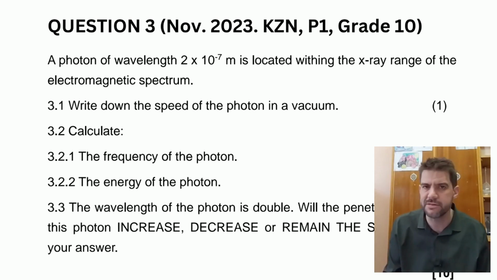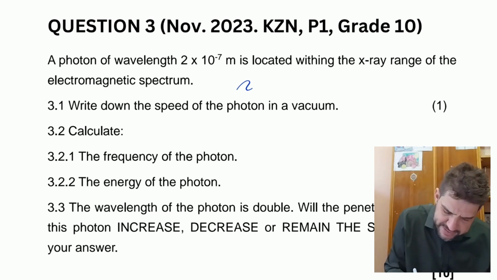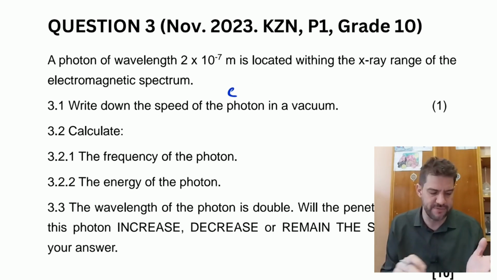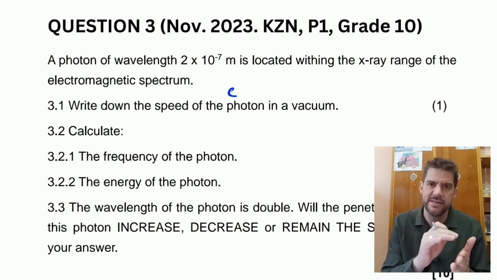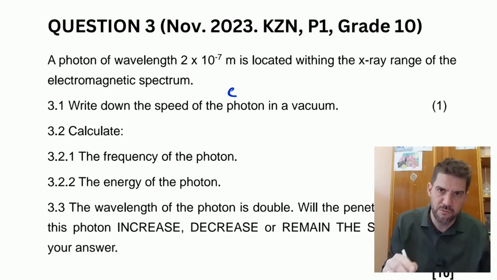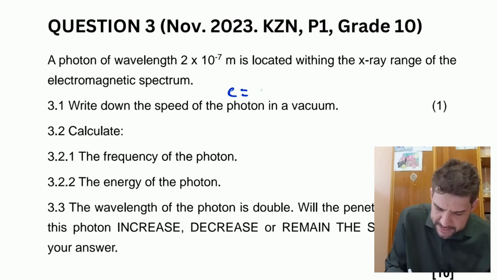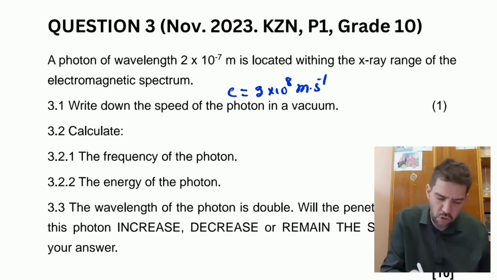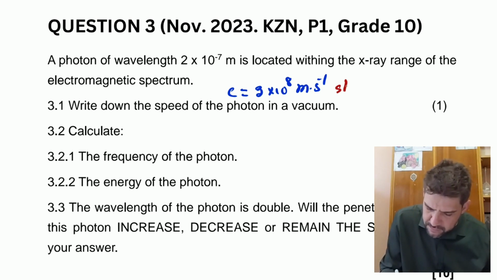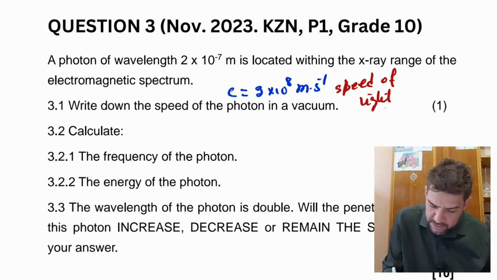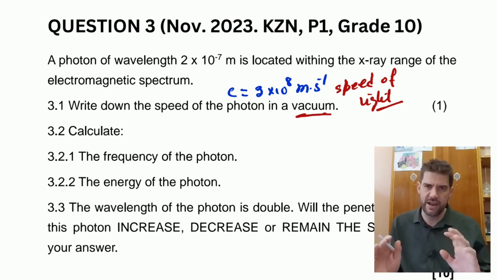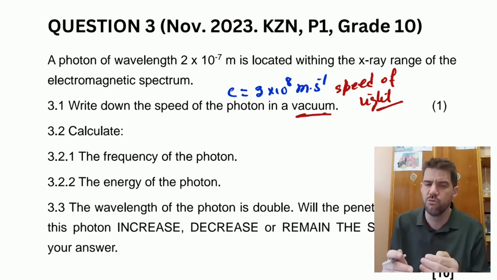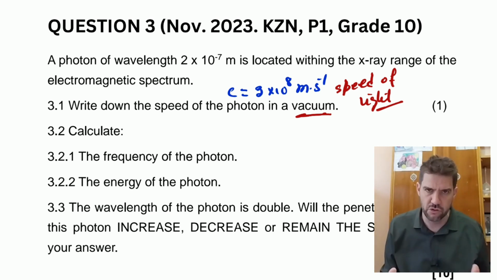All light moves at the same speed, and that symbol is C. It doesn't matter if it's an X-ray, gamma ray, visible light or infrared, all of them move at the same speed, which is given to you in the exam. The symbol is C, and it's 3 times 10 to the 8 meters per second. That is the speed of light in a vacuum, and that is important. Speed of light can change as it moves from one substance to another, but that is not our purpose right now.